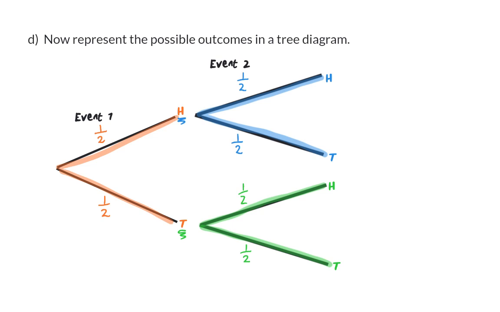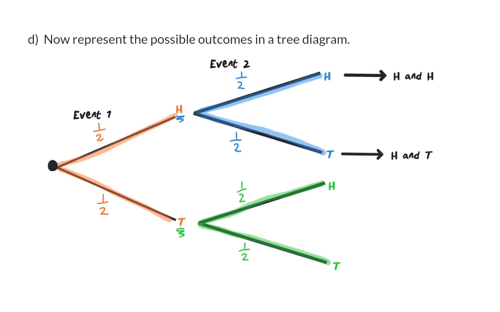And to get these possible outcomes, we start right at the beginning and we follow the different branches. So our first outcome will be heads and then heads again. Our second outcome will be heads and then tails. The third outcome will be firstly tails and then heads. And the fourth outcome will be tails and tails again.